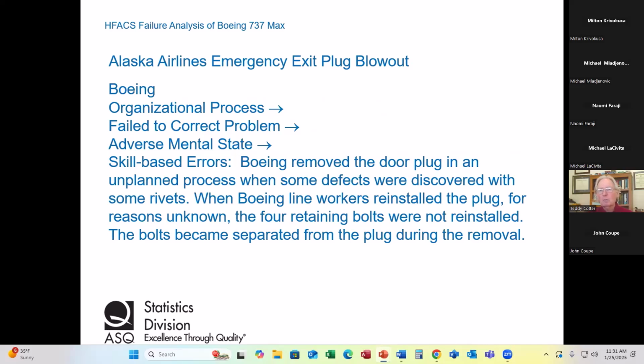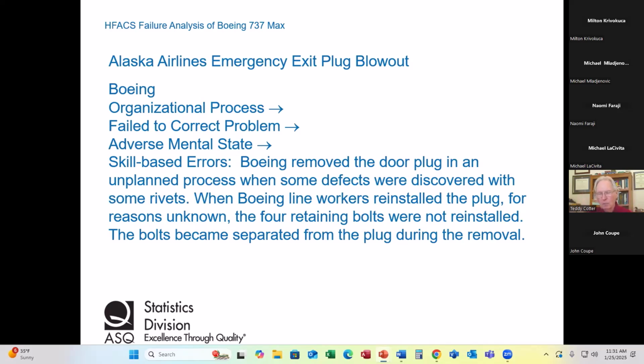So skills-based error, Boeing removed the door plug in an unplanned process when some defects were discovered with some rivets. When Boeing line workers reinstalled the plug for reasons unknown, the four remaining bolts, pardon me, were not reinstalled. The bolts became separated from the plug during the removal. So again, HFACS, we would have found, well, it was an unplanned process, so we can assign it back to an operator failure. Typically, it's the operator failures, the kind of catch-all category.